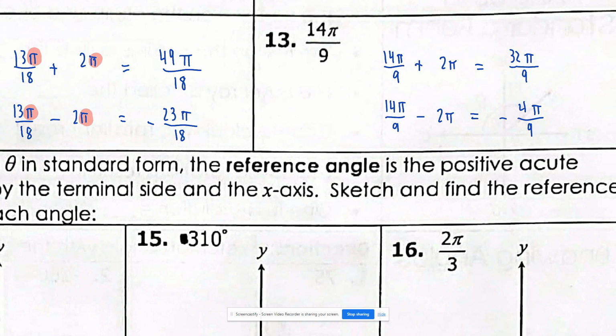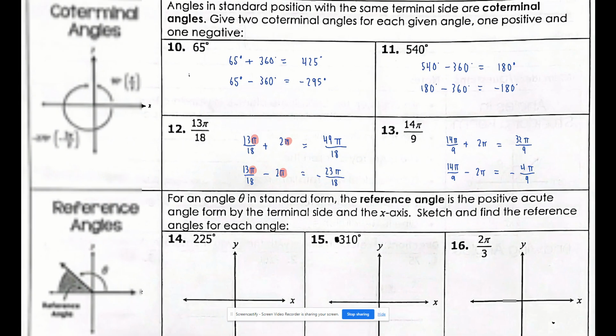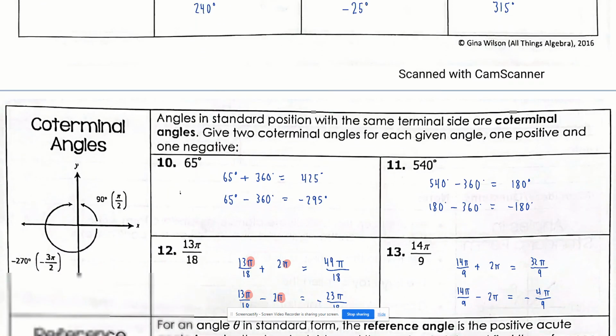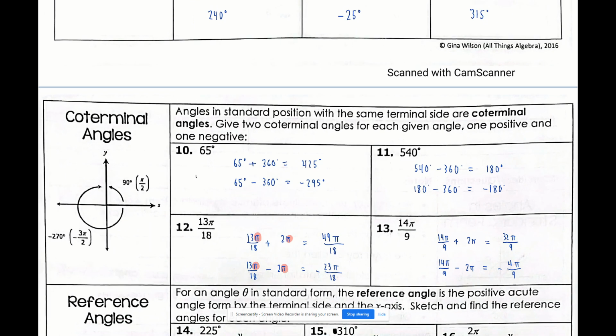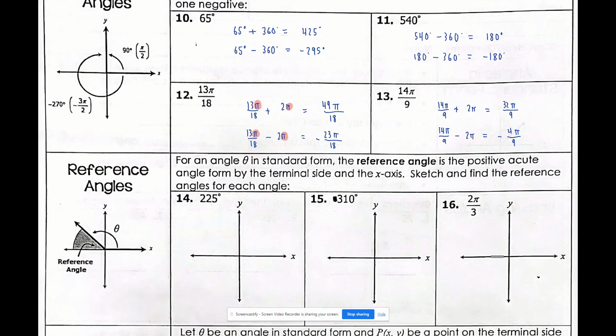So we've talked about 2 things so far. One, converting degrees to radians, radians to degrees, right? 180 over pi or pi over 180. We've also talked about coterminal angles, finding a positive one or negative. You add 360 if it's a degree, subtract 360. You add 2 pi or you subtract 2 pi if it's radian. Very simple. Last thing is reference angle.